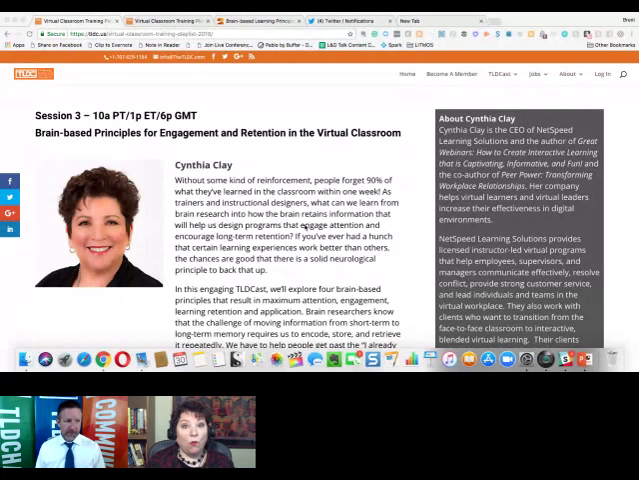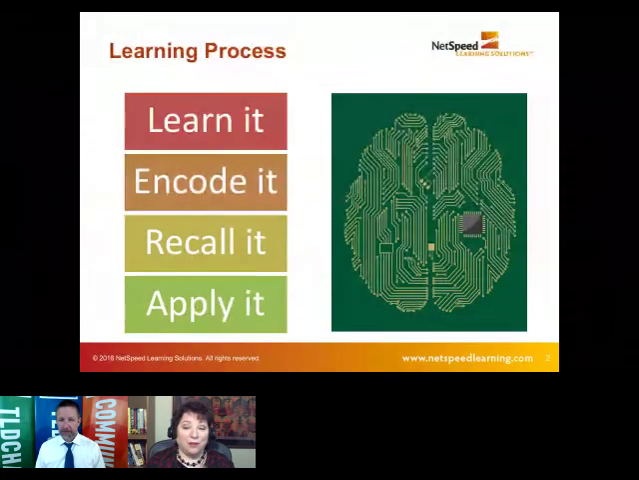So what we know, you look at this in a picture like this and you go, oh yeah, that's how we learn. We learn it, we encode it, we recall it, we apply it. And any good instructional designer is designing in such a way that this process happens. So this process maps with the way our brains take in information and what our brains need to be able to move information to long-term memory and then integrate it into our skill sets.